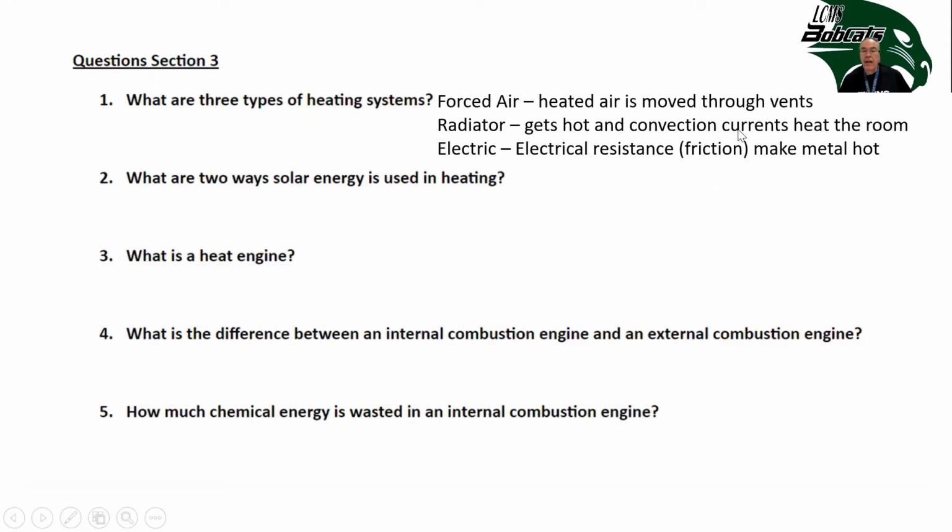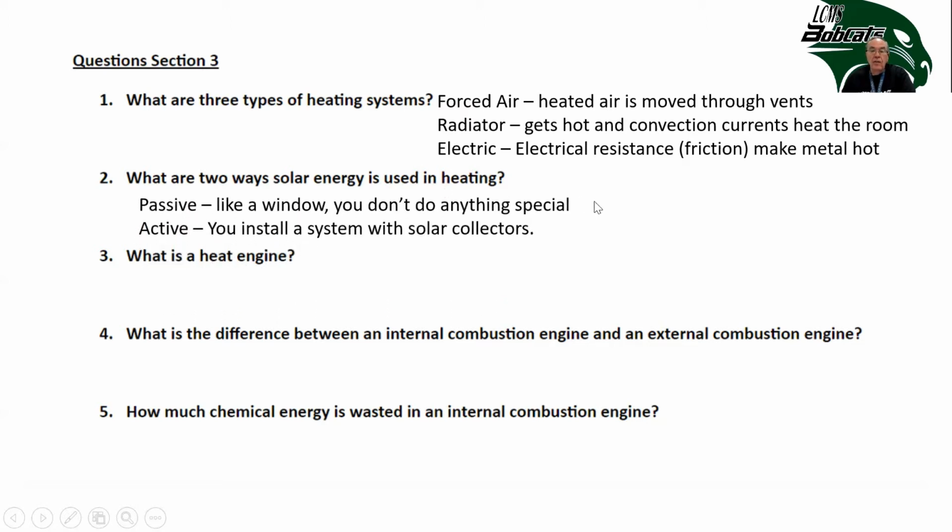Okay, forced air, the air is moved through vents. It gets hot and convection currents heat the room. Radiator, it gets hot and convection currents heat the room. And then electrical, it uses resistance or friction to make metal hot. And then either there could be a fan that's blown with the heater, or it could just use convection currents to move heat around the room.